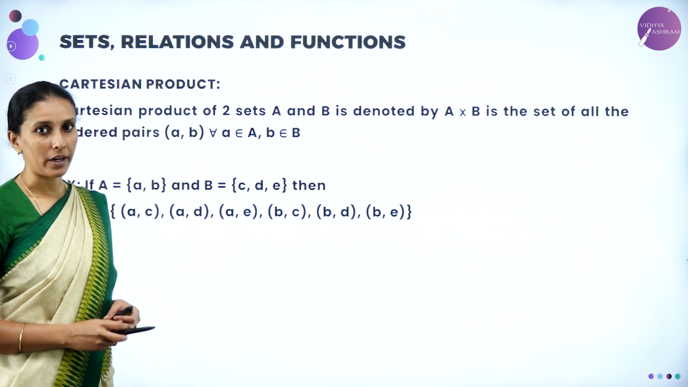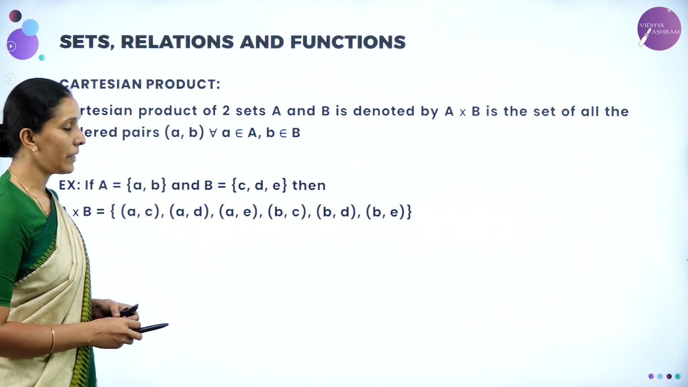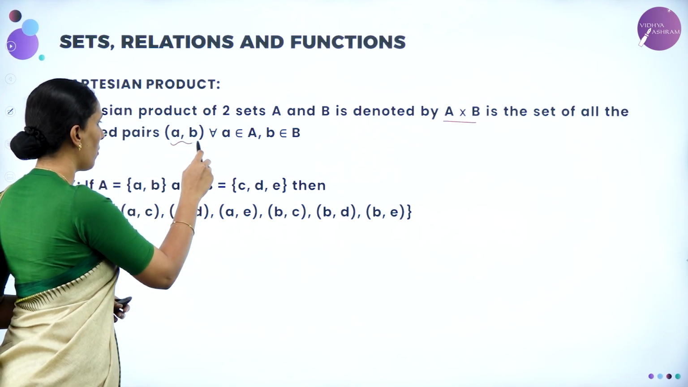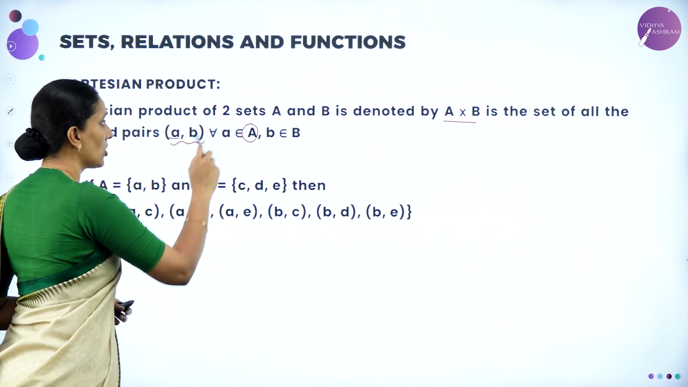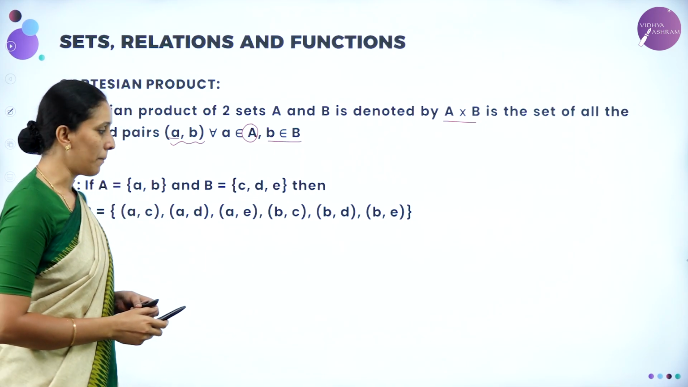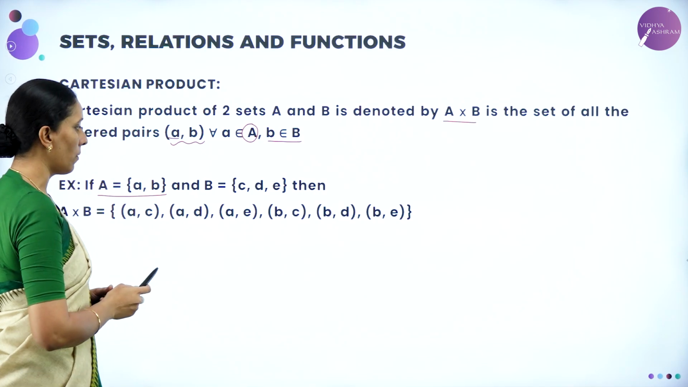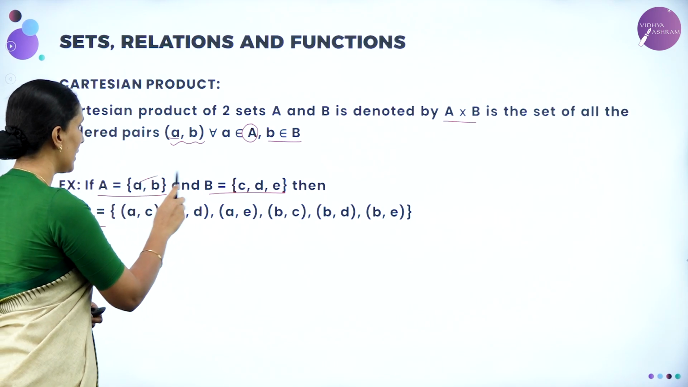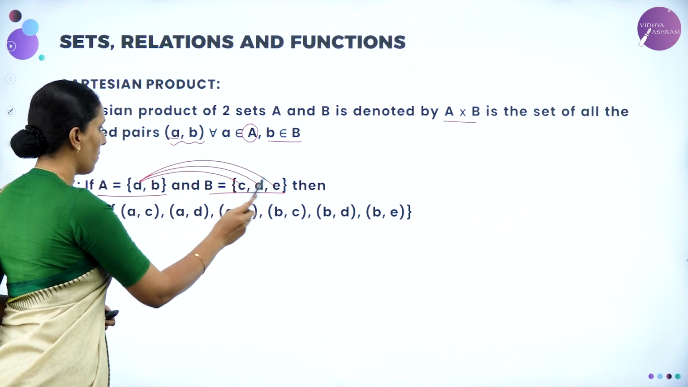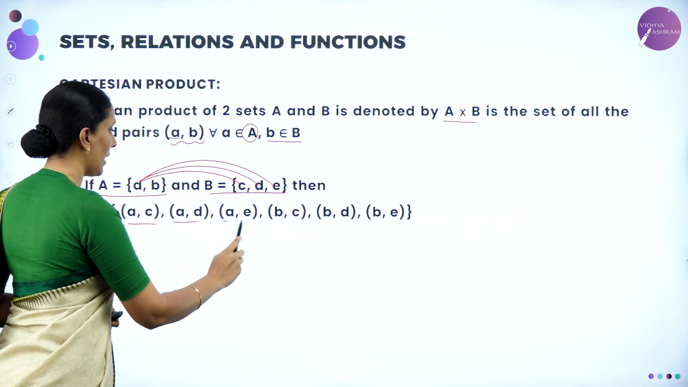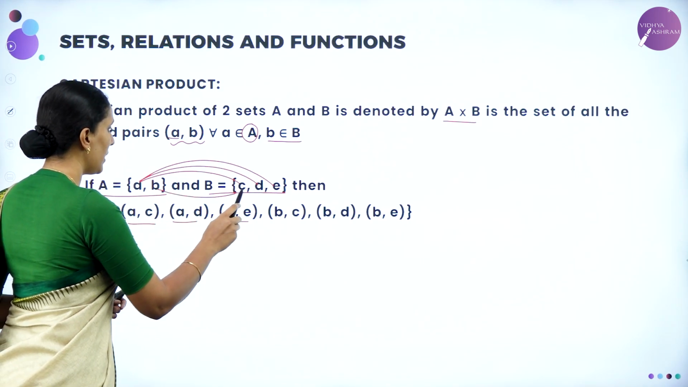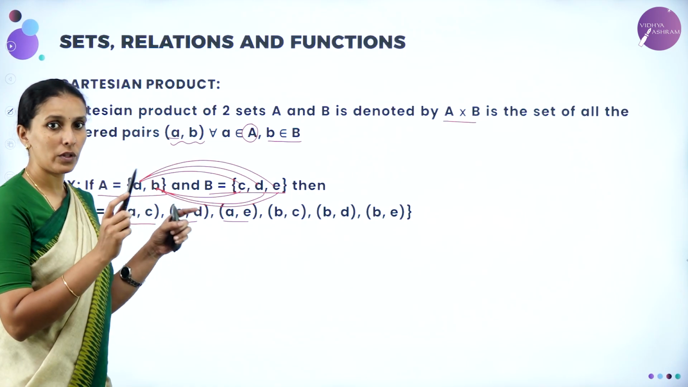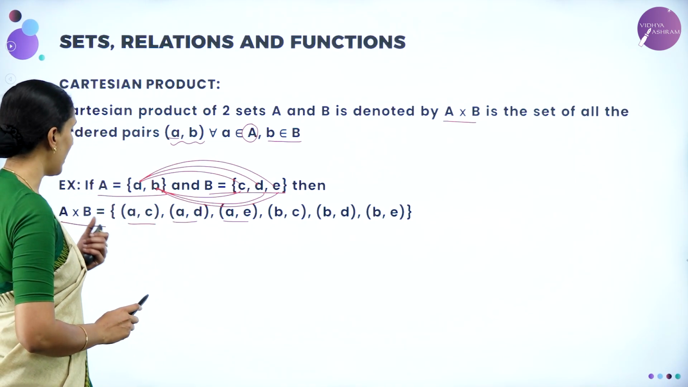Next is the Cartesian product. The Cartesian product of two sets A and B, denoted by A cross B, is the set of all ordered pairs in the form (a, b) for all a belonging to the first set and b belonging to the second set. For example, I have taken set A here as {a, b} and set B as {c, d, e}. Then A cross B is defined as (a, c), (a, d), (a, e). Similarly, next we pair b with c, d and e: (b, c), (b, d) and (b, e). The collection of all these ordered pairs with respect to the sets A and B is called the Cartesian product.